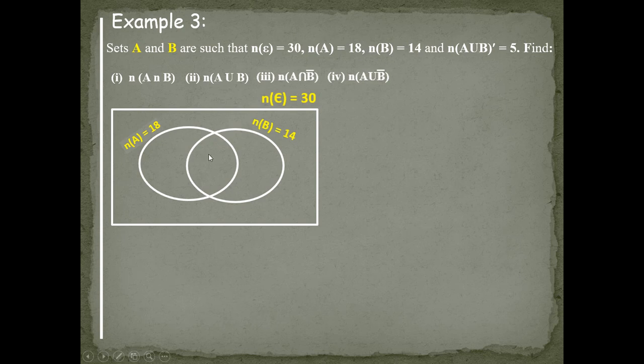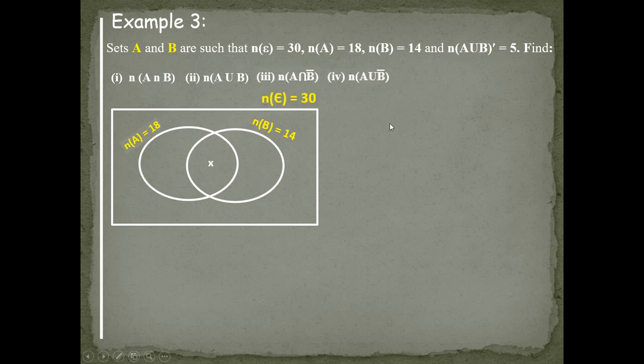This information here, number of A. Once I say number of A, I mean the number of elements in set A. The whole of this, you cannot bring it here. This part I'm pointing at is not A. The A we are talking about is this. This entire circle is the A. So the number of elements in this set is 18. Now the number of elements in this set, the order of this set, is 14.